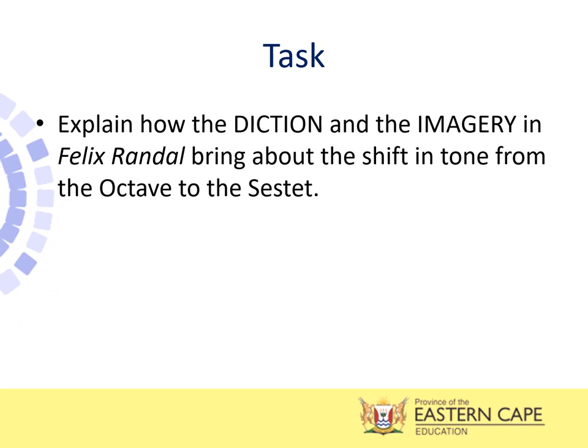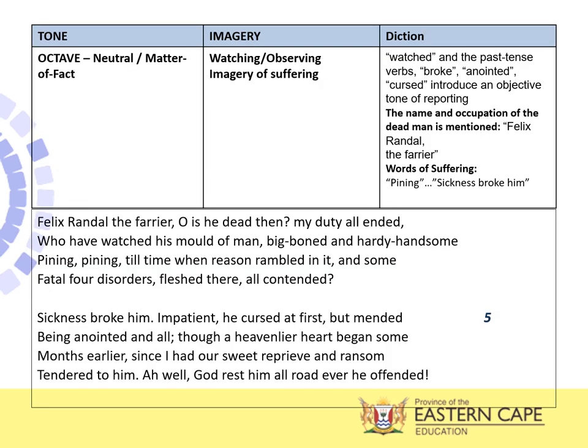So a task could be, explain how the diction and the imagery in Felix Randall bring about the shift in tone from the octave to the sestet. And for a question like that, this could be a possible answer. Right. The octave has a very neutral, matter-of-fact tone. The imagery has to do with watching and observing. Also, the imagery of suffering and words which bring that about are watched.